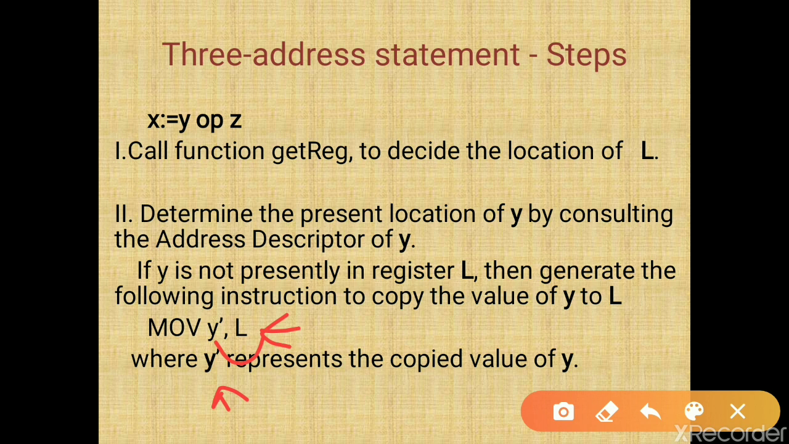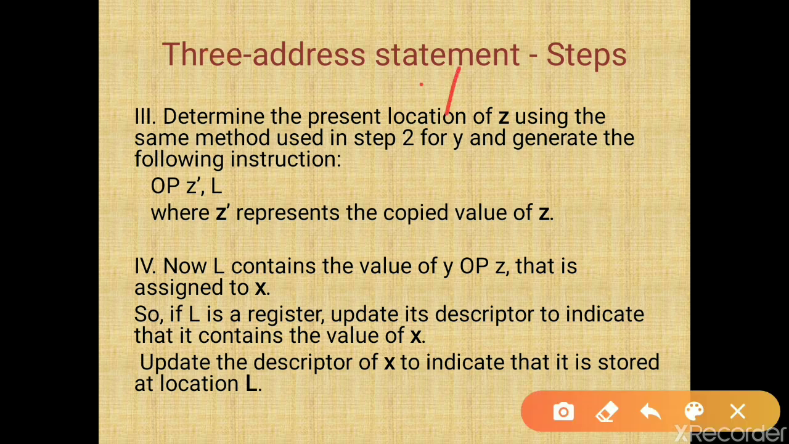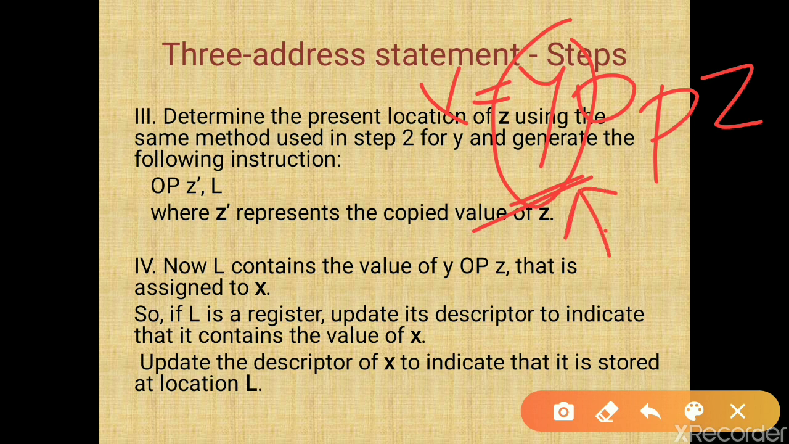If the value is present, then we can use it. If not present, then we have to copy the value of Y to some final destination like L. The next step in the simple code generation is to determine the present location of Z using the same method, like X equal to Y OP Z. So this is our expression, X equal to Y operation Z. The case of Y we already discussed.